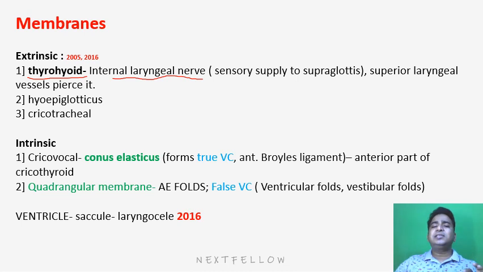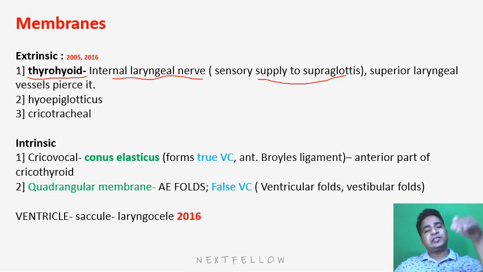That is the sensory supply to the supraglottis. We all know the larynx nerve supply. The above one is the superior laryngeal nerve, which further divides into two parts, the internal laryngeal nerve and the external laryngeal nerve. So this internal laryngeal nerve is the sensory supply to the supraglottis. Okay, and the superior laryngeal vessels pierce the thyrohyoid membrane and enter into the larynx.